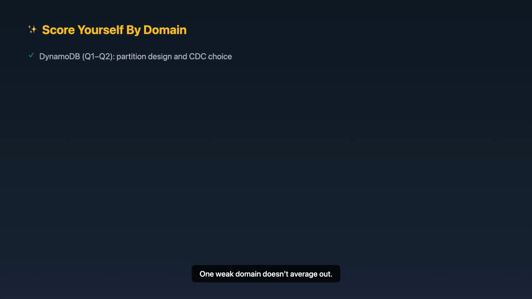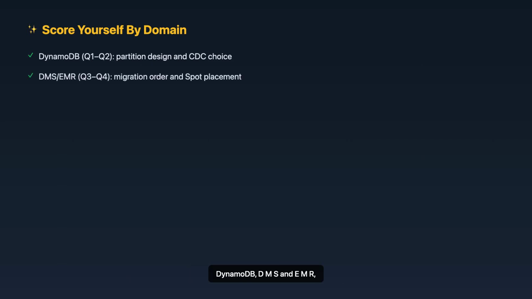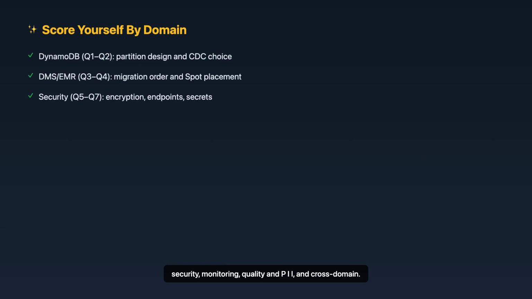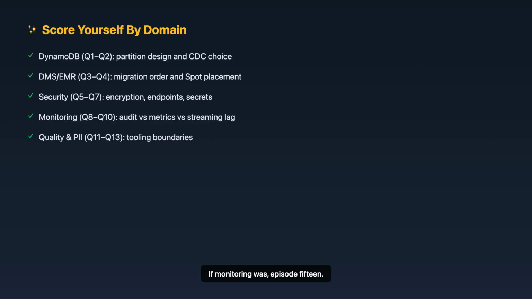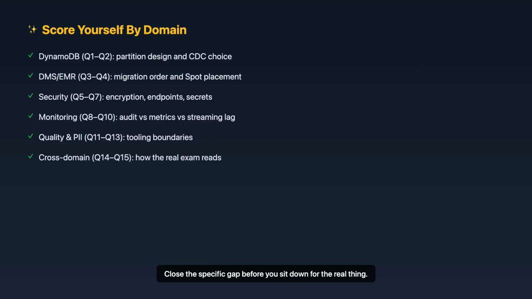1 weak domain doesn't average out. 90% in 5 domains and 40% in 1 is still a failing exam. So score yourself by domain, not by total. DynamoDB, DMS, and EMR, security, monitoring, quality and PII, and cross-domain. If security was your weak spot, rewatch episode 14 before this weekend. If monitoring, episode 15. Close the specific gap before you sit down for the real thing.